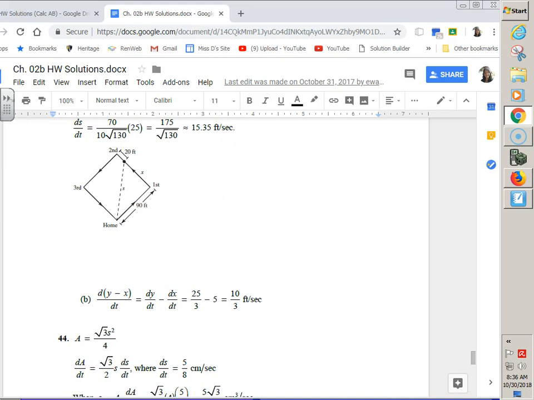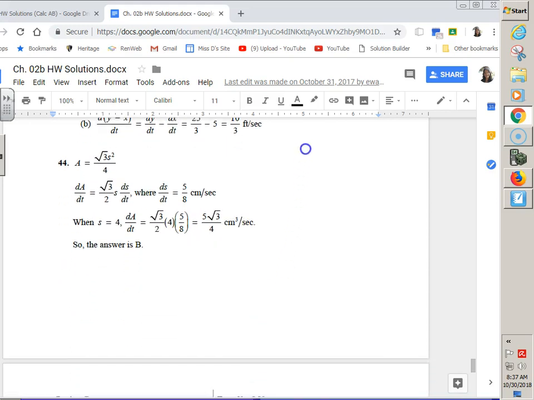Letter B is a little bit weird, but letter B is just taking the derivative of y minus x. They changed up the scenario just a little bit. The derivative of y minus x is just dy/dt minus dx/dt. They plugged and chugged and just got 10/3.